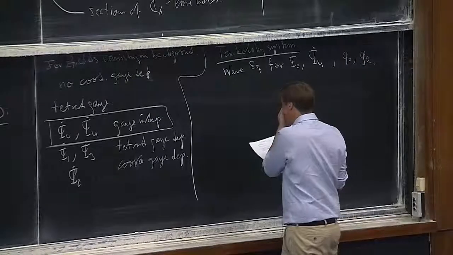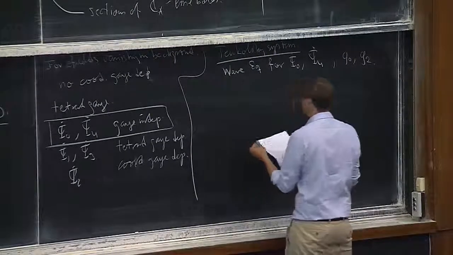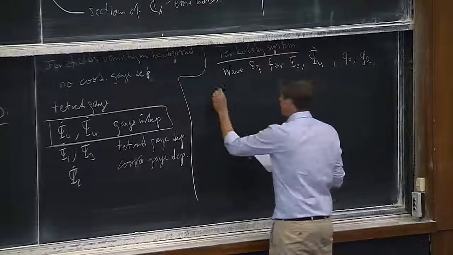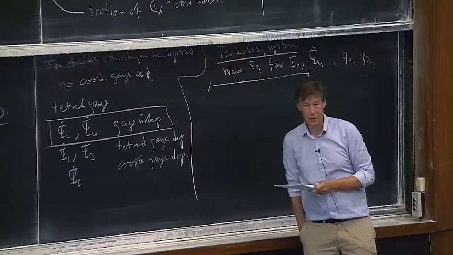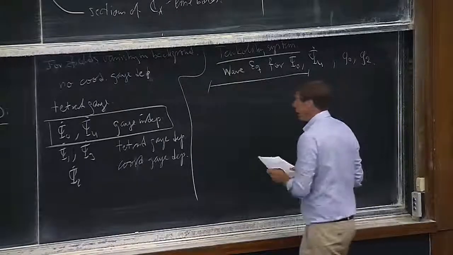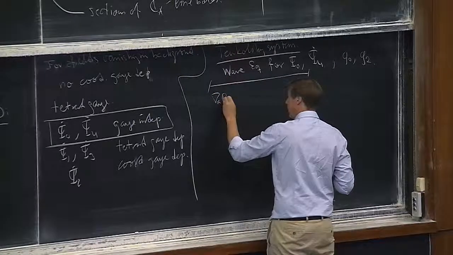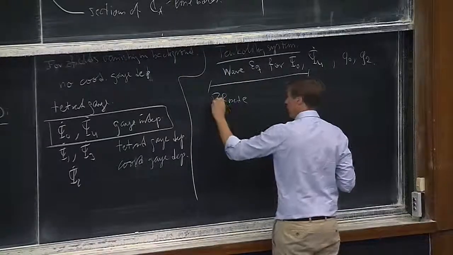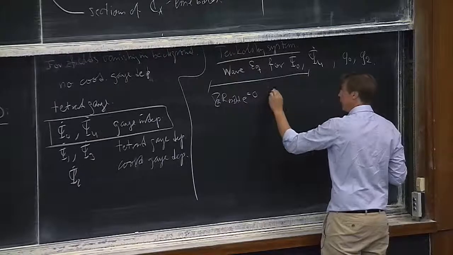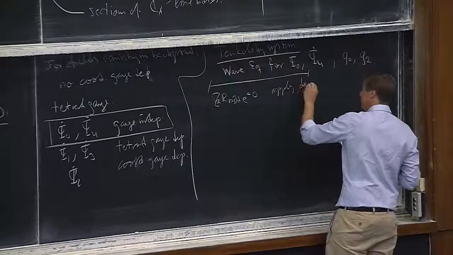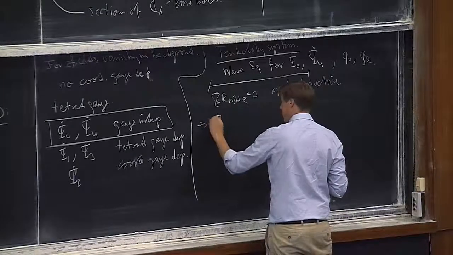And where this comes from is really the following. You could invent this without introducing all this machinery, simply by calculating. The way to do it is to start with a Bianchi identity and apply another derivative. This gives a wave equation for curvature.